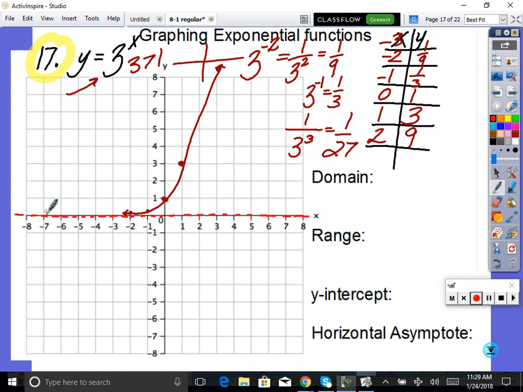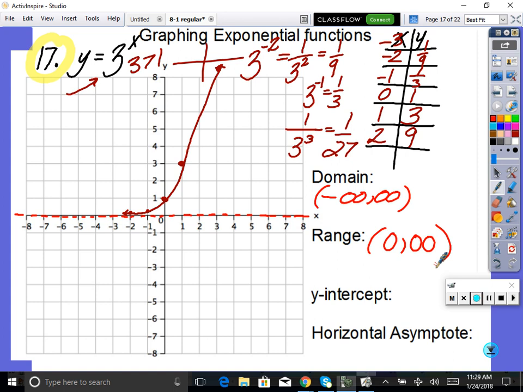Hey, what's my domain? Where's it going from left to right? -infinity to infinity. What's my range? Zero to infinity, not including 0. Awesome. Yep, so good. We wouldn't bracket that. Good point. So it's approaching 0, but not including 0.